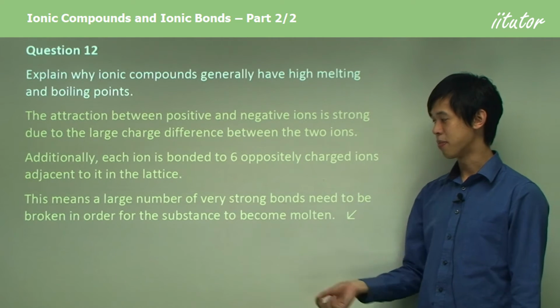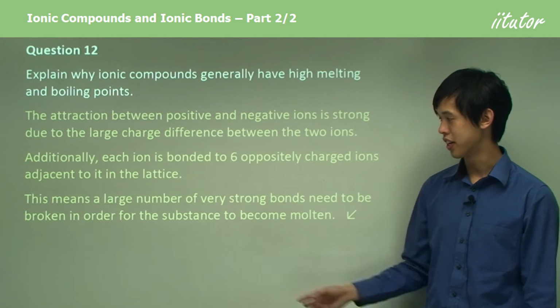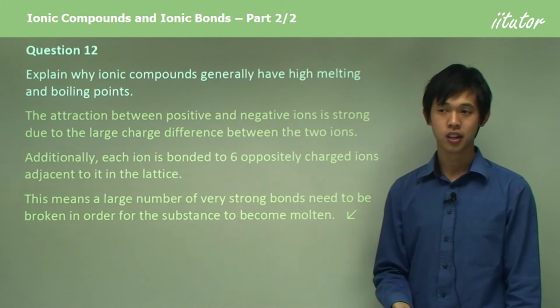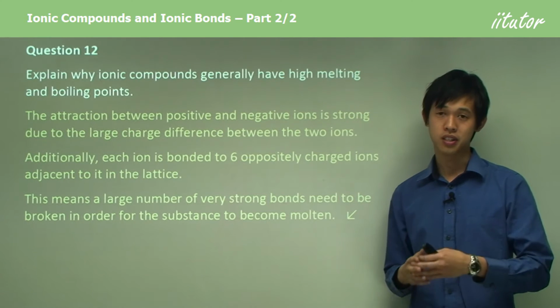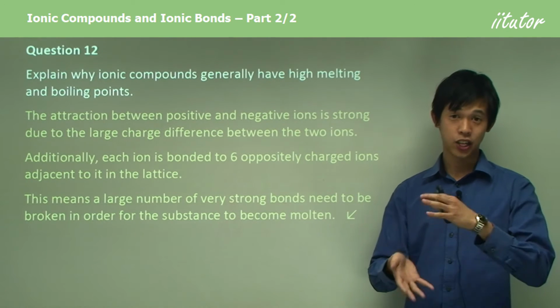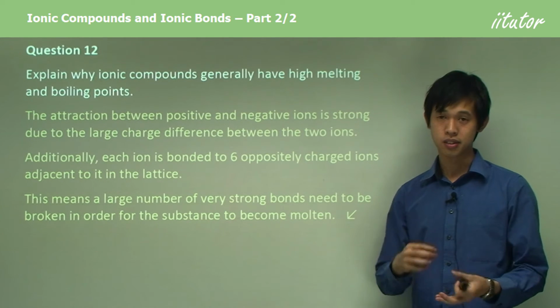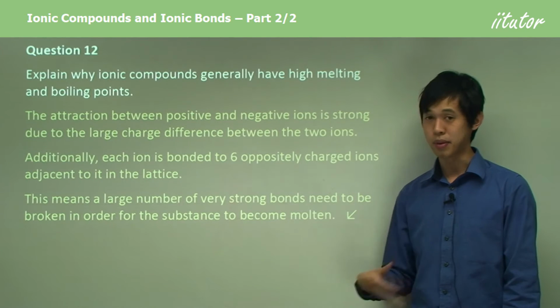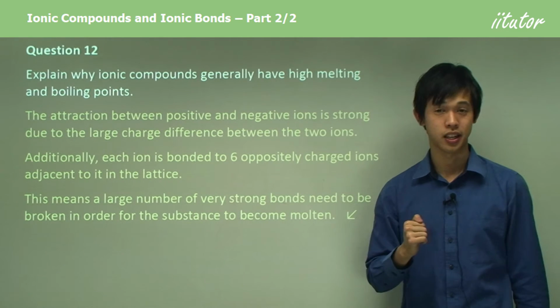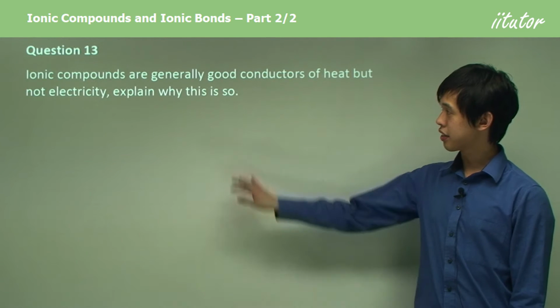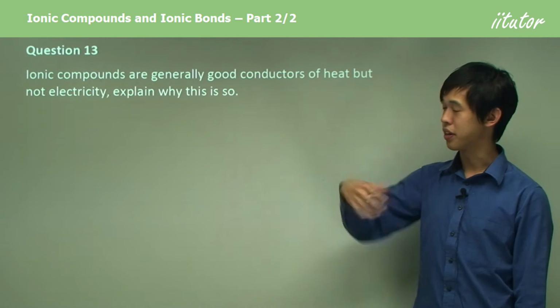This means a large number of very strong bonds need to be broken in order for the substance to become molten. So in order for each ion to have sufficient mobility, we need to be able to break each and every one of those bonds, or at least loosen them so that they can move. And so that means that we need to put in a lot of energy, which translates into a high melting and boiling point.